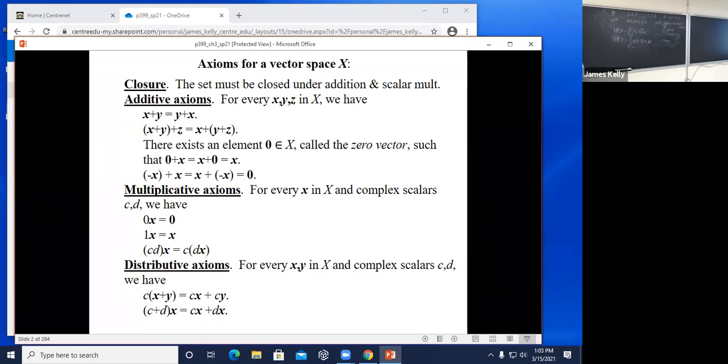Normalized functions means the integral of f star of x times f of x from minus infinity to infinity equals 1, right?